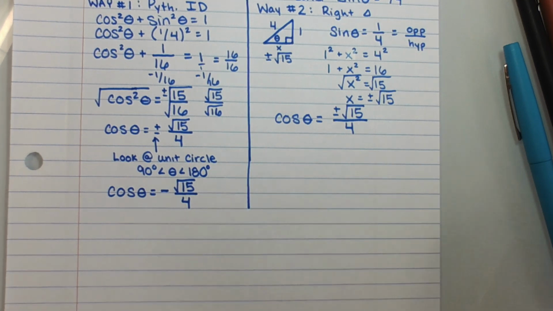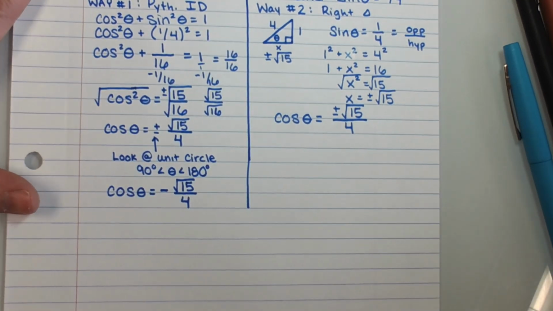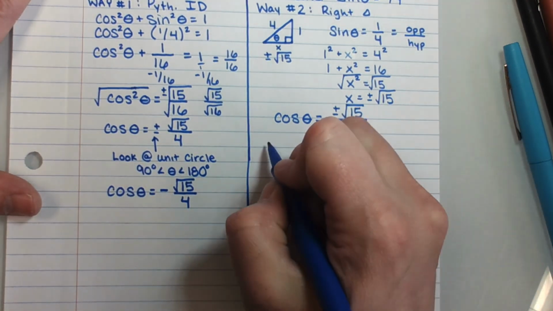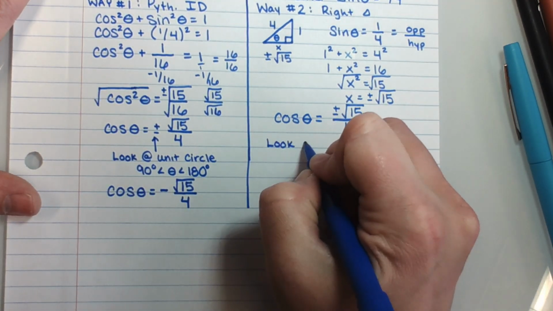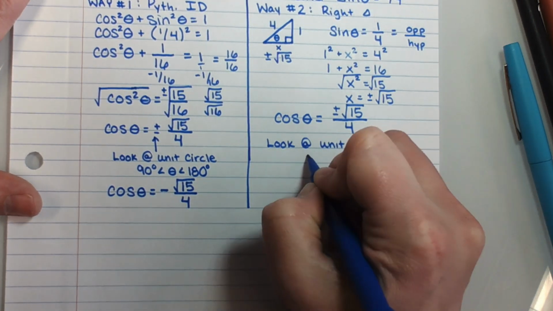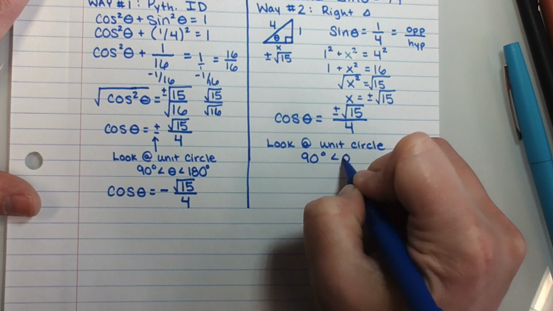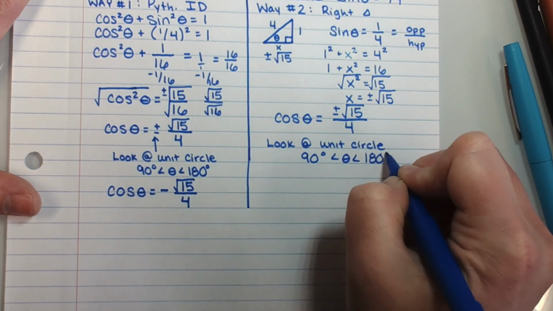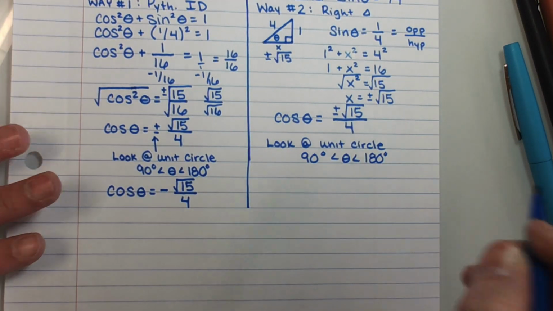Check the unit circle for the range. You do that piece the exact same way. And between 90 and 180, shockingly enough, cosine did not change. It is still negative.